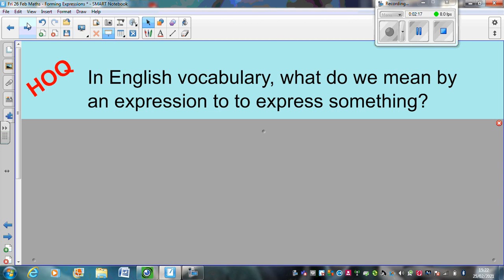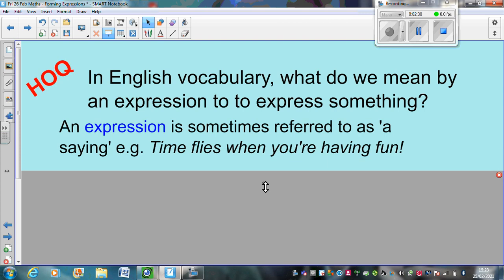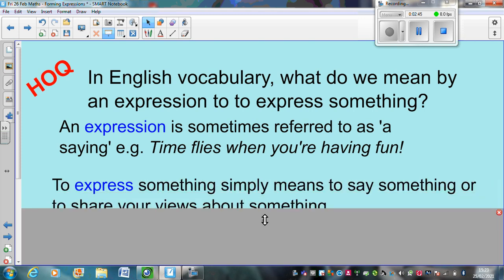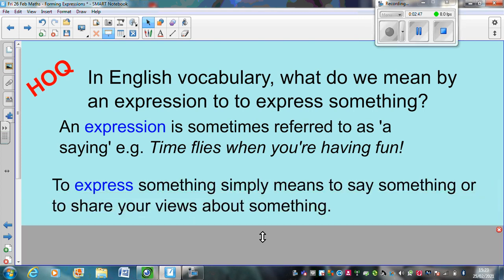So let's go back to this English vocabulary. What do we mean by an expression, or to express something? An expression is something referred to as a saying. There's a strange expression: time flies when you're having fun. Isn't that true? It goes a lot slower when you're not having fun as well. And to express something simply means to say something or to share your views about something.